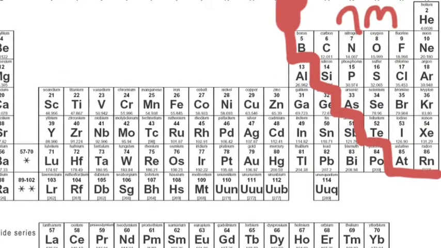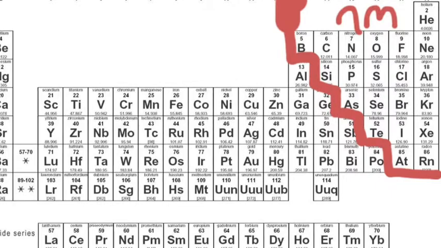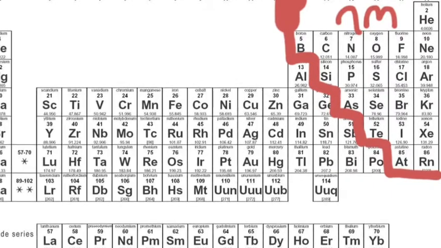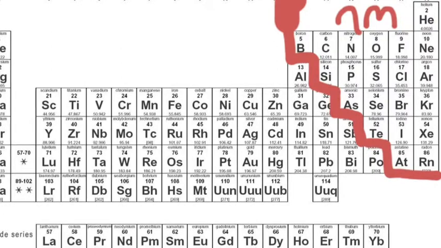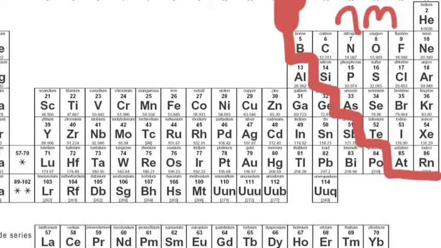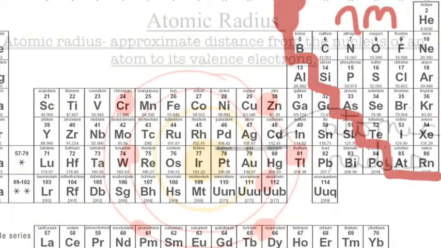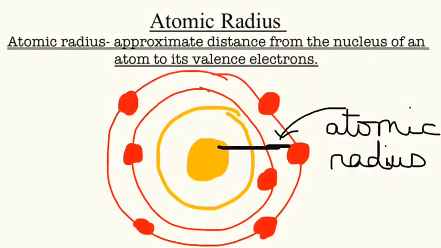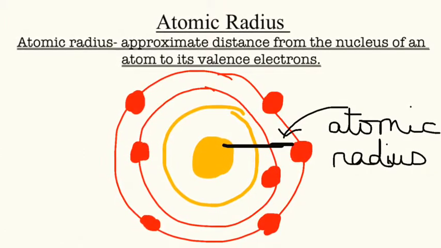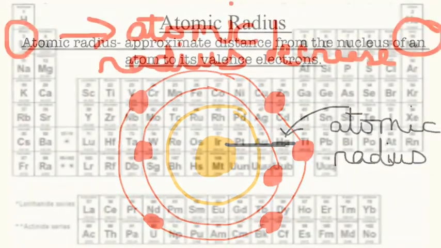The metallic character of the elements decreases as you move from left to right across the periodic table. The elements on the borderline between metals and nonmetals, such as silicon and arsenic, are called metalloids. Atomic radius is the estimated distance from the nucleus of an atom to its valence electrons.